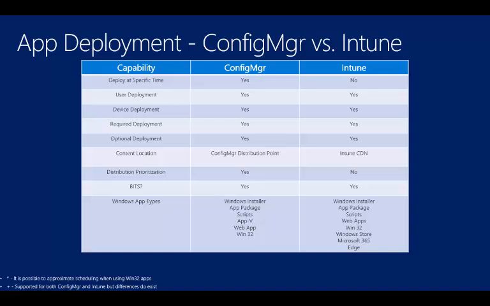And then content location. Where do we store the source files? For ConfigMgr, that's going to be on a ConfigMgr distribution point. In Intune, that's going to be on the Intune content delivery network, right? So Intune does have kind of an equivalent of a distribution point. You don't have any ability to see or manage it. But if you upload source files, that's where it goes, and that's where they're downloaded from to your Intune managed devices. Okay, so distribution prioritization, yeah, you can do that with ConfigMgr.